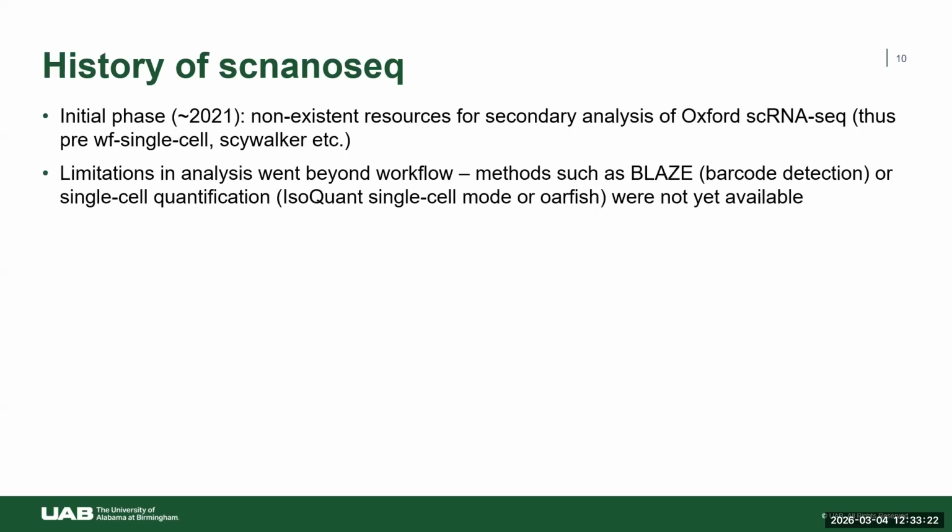But in addition to the lack of workflows, there was also a lack of methods available to process that data. Methods which we now use today, such as Blaze, which performs barcode detection, as well as isoform quantification, so IsoQuant or FLAMES. Those methods may have existed at that time, but they were only for bulk RNA-seq data. They did not enable you to implement them towards single cell. That was also nonexistent.